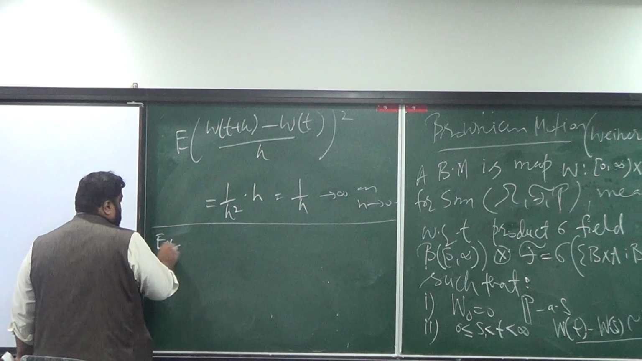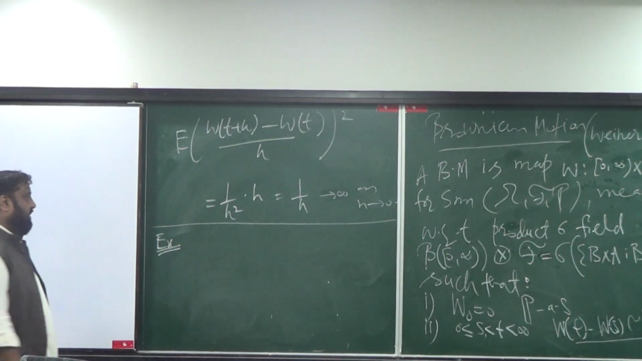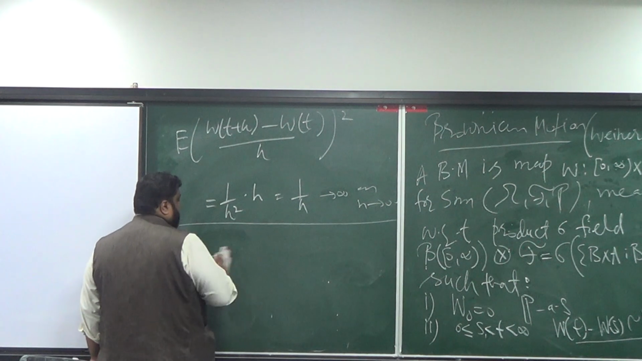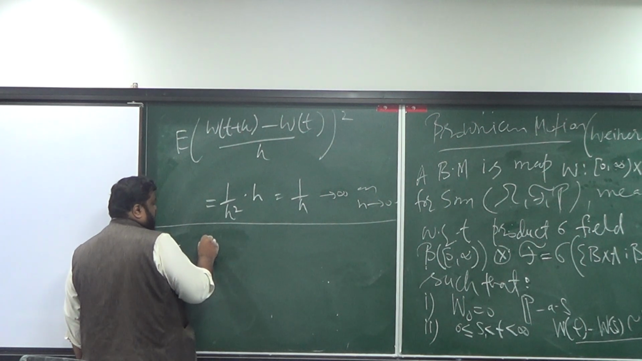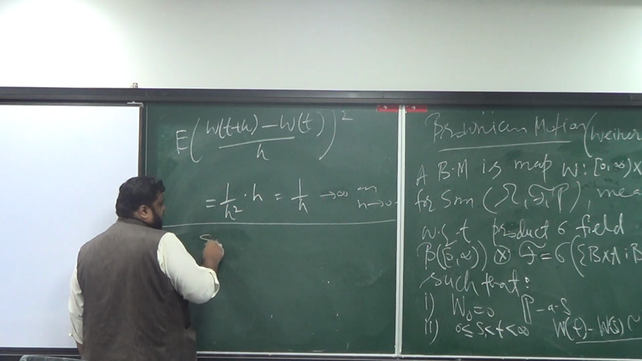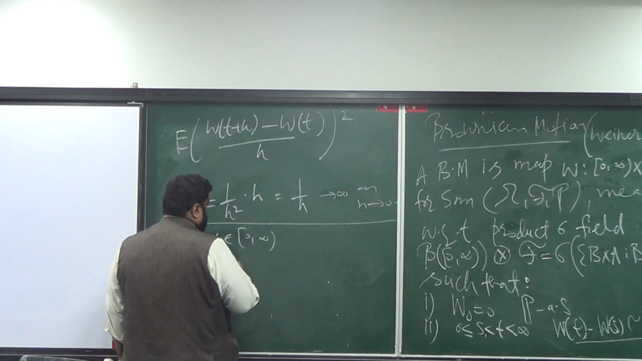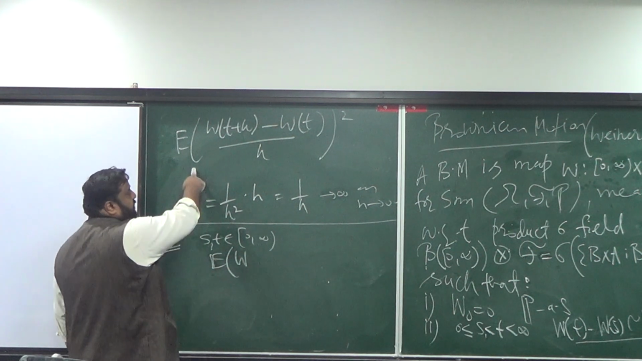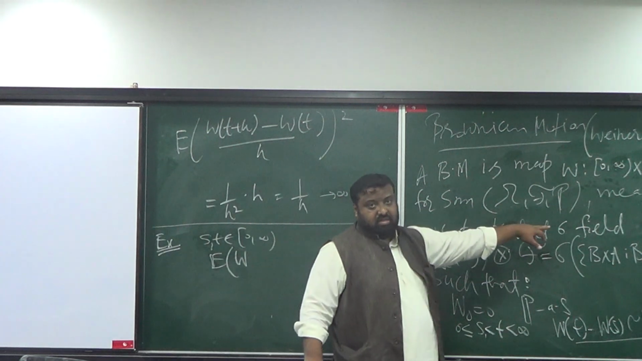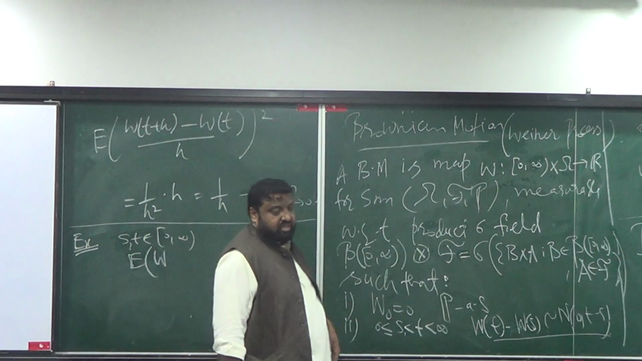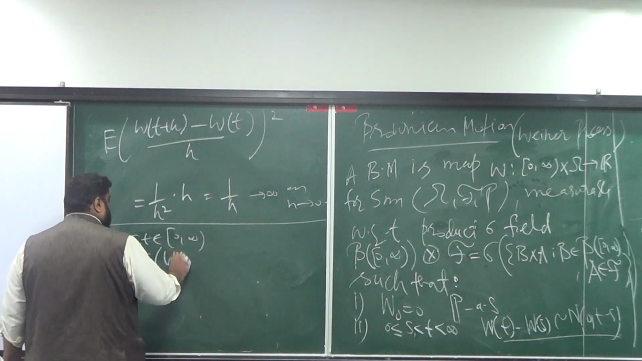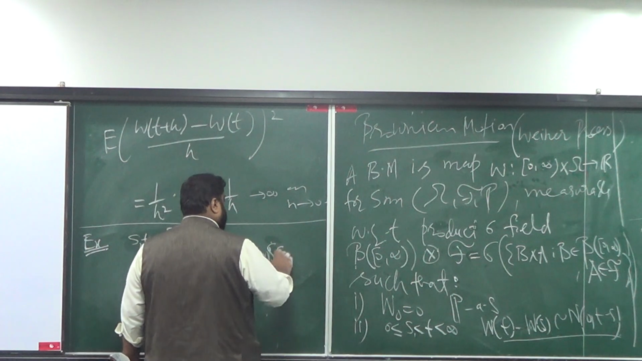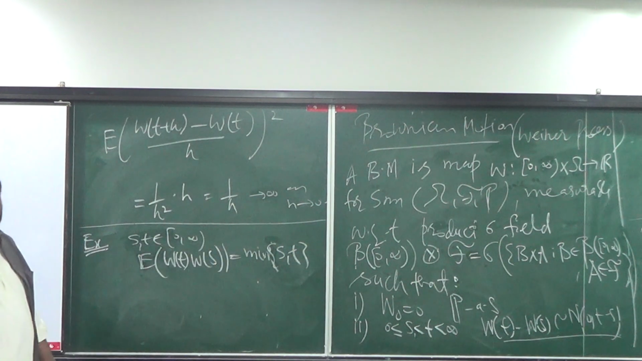There are some exercises I'm just mentioning, and maybe I would use some of those. You should be able to show that if you have two instants s and t in 0 to infinity, then the expectation, and this expectation is with respect to the underlying probability space, so you are talking about expectation here, the expectation of W(t) and W(s) is the minimum of s and t. That's one exercise that you have to do.